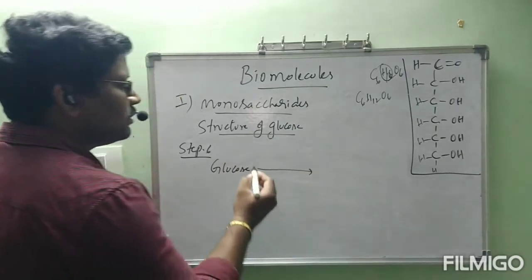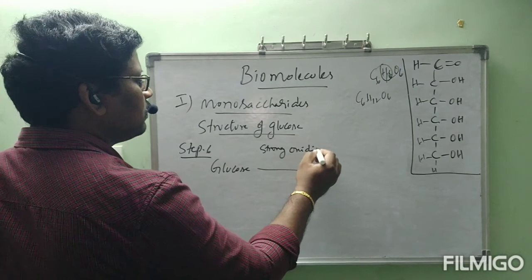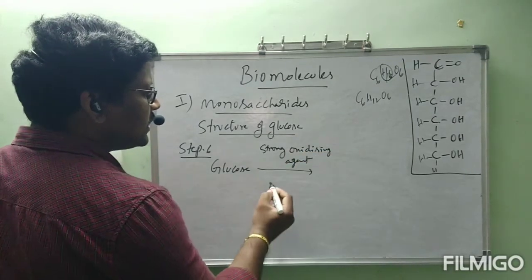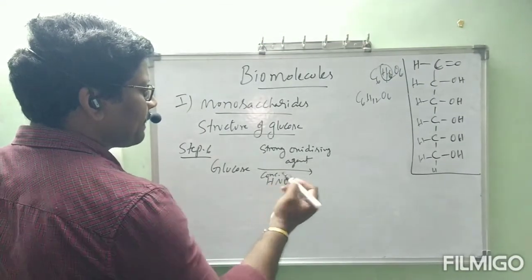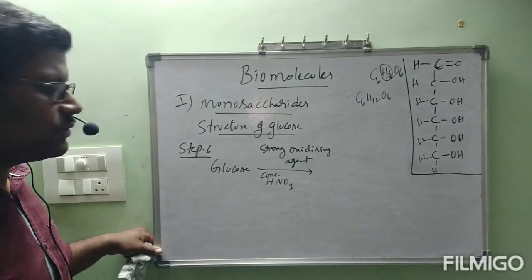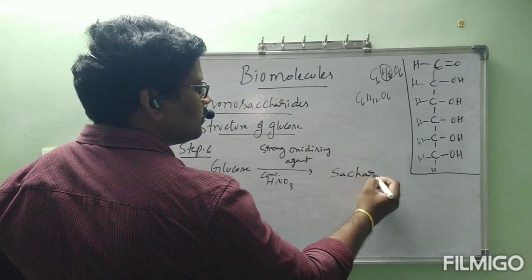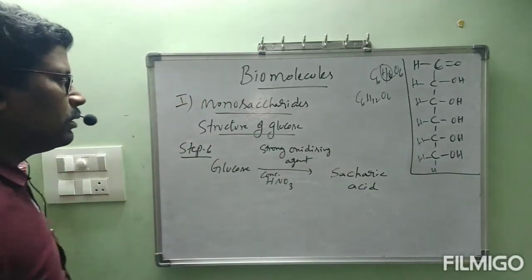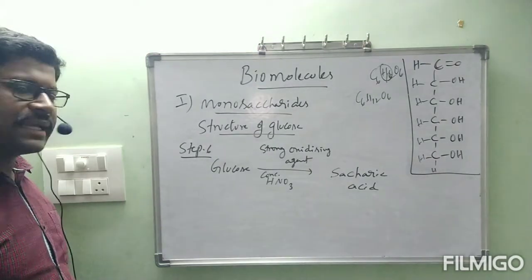Glucose reacts with a strong oxidizing agent, that is concentrated HNO3. Concentrated HNO3 comes under strong oxidizing agents only. We will get saccharic acid. Glucose reacts with the strong oxidizing agent, concentrated HNO3, and we will get saccharic acid.